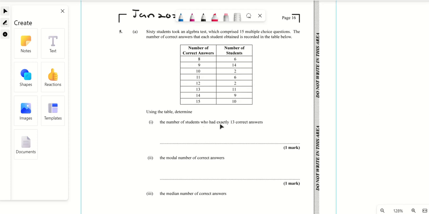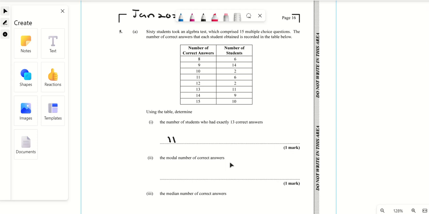The number of students who had exactly 13 correct answers. So we look at the number of correct answers. We have 13. There are 11 students that had 13 correct answers. We use the table.